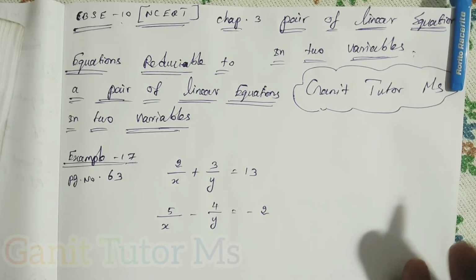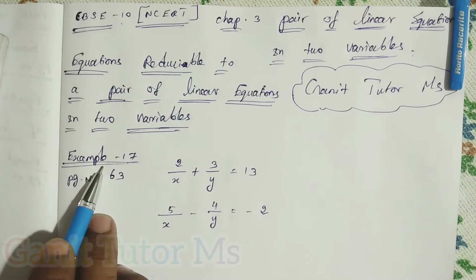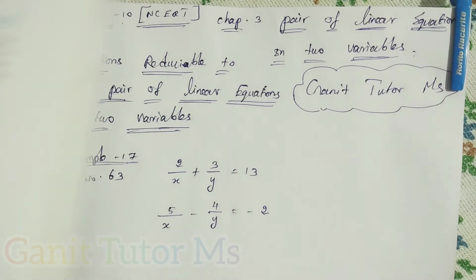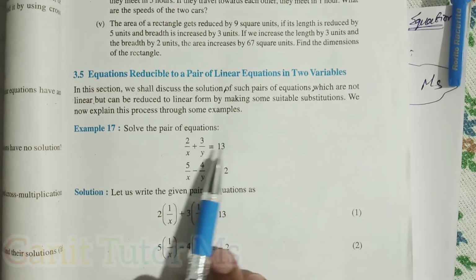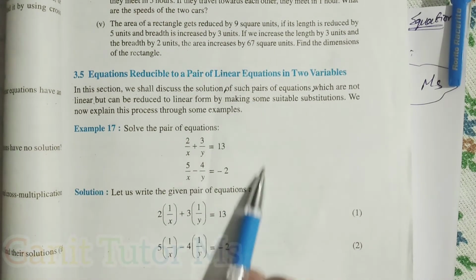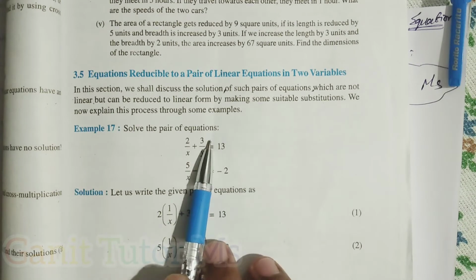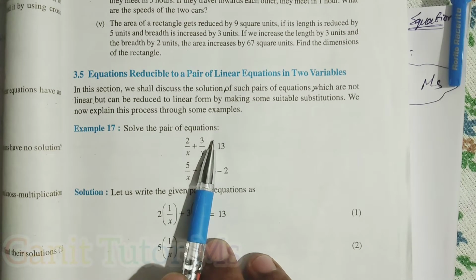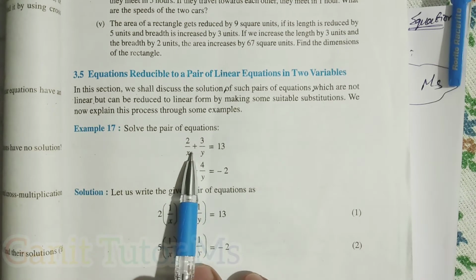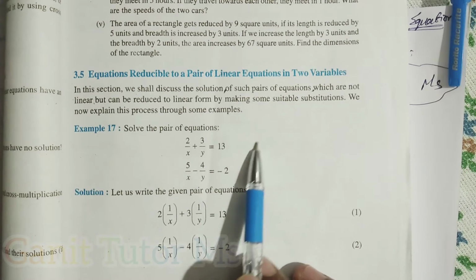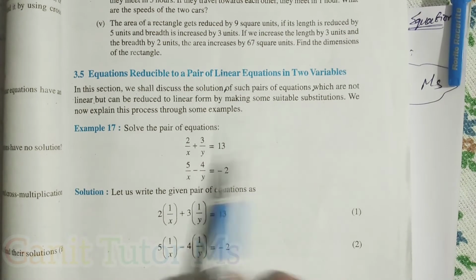Now in this problem, example 17, what they have given is: solve the pair of linear equations. They have given these two equations. It is a pair of equations, but it is not linear. Do you know how I am saying it is not linear? Because the x power is minus 1. Here x power is 1, but written in normal form, that is x power minus 1. And then y power is also minus 1.